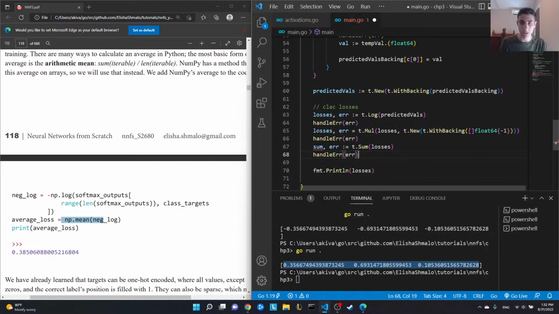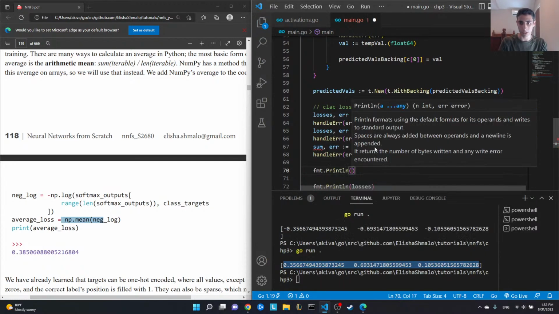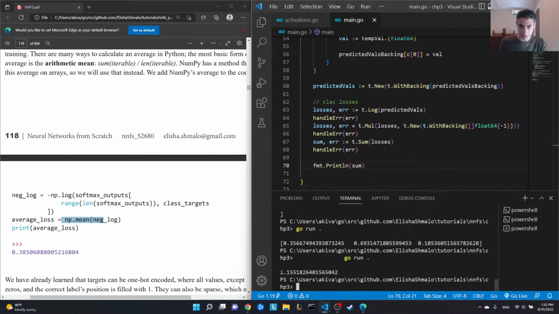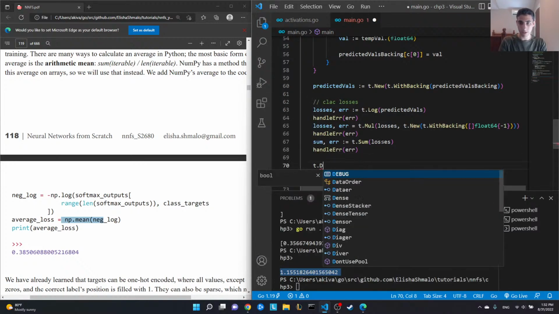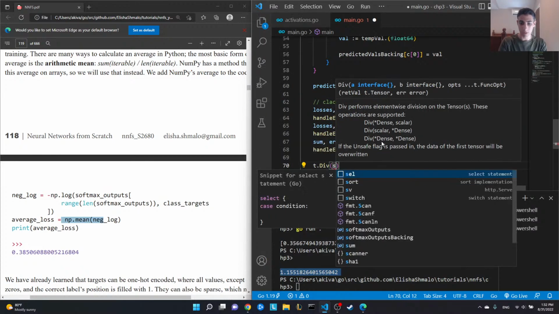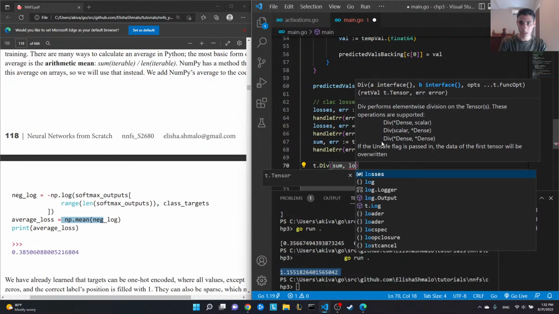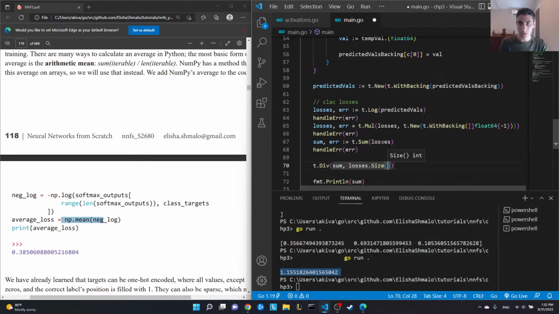Now that we have the sum, sum is in the form of a tensor, by the way, but it's really like a scalar, it's like a 1 digit. So let's print out the sum, fmt.Print, just so that we know what we're dealing with. Sum. Great. We don't really need this anymore. And sum is in the form of a tensor, right? So this is the sum of all of the losses. And now we want to do t.Div the sum by, so now we need an interface. It needs to be like a scalar. So I wonder, we could probably just do the size of losses. So losses.Size, I think, right? Yes, size. Great. And this returns an int, which is unfortunate because I don't think that it'll accept the int.